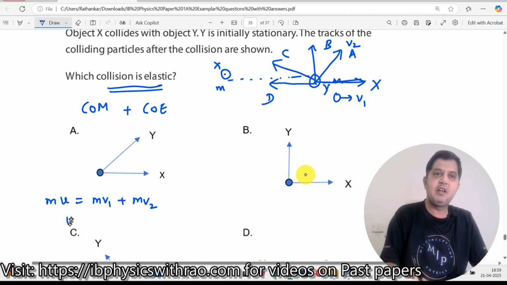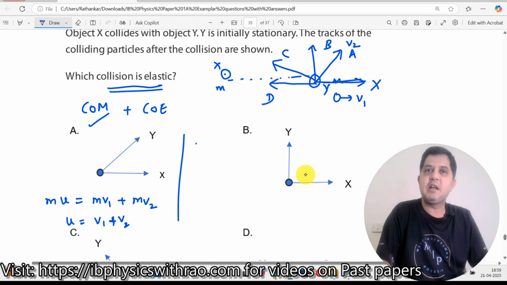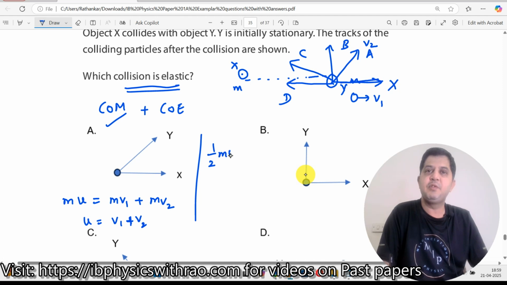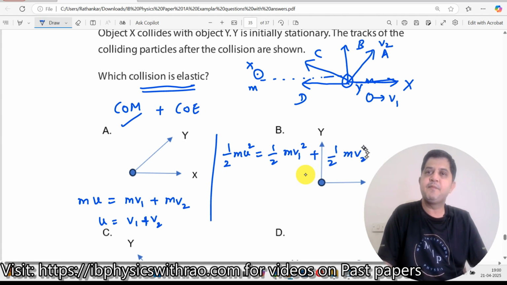So this should be obeyed, or you should use u equal to v1 first. Okay. Next is conservation of momentum. The second thing that should happen is that the energy should be conserved. What do you mean by energy to be conserved? It means the initial kinetic energy of the X, which is half mu square, should be equal to the kinetic energy of the particle after collision, which is half mv1 square, plus the kinetic energy of the particle Y after collision, which is half mv2 square.